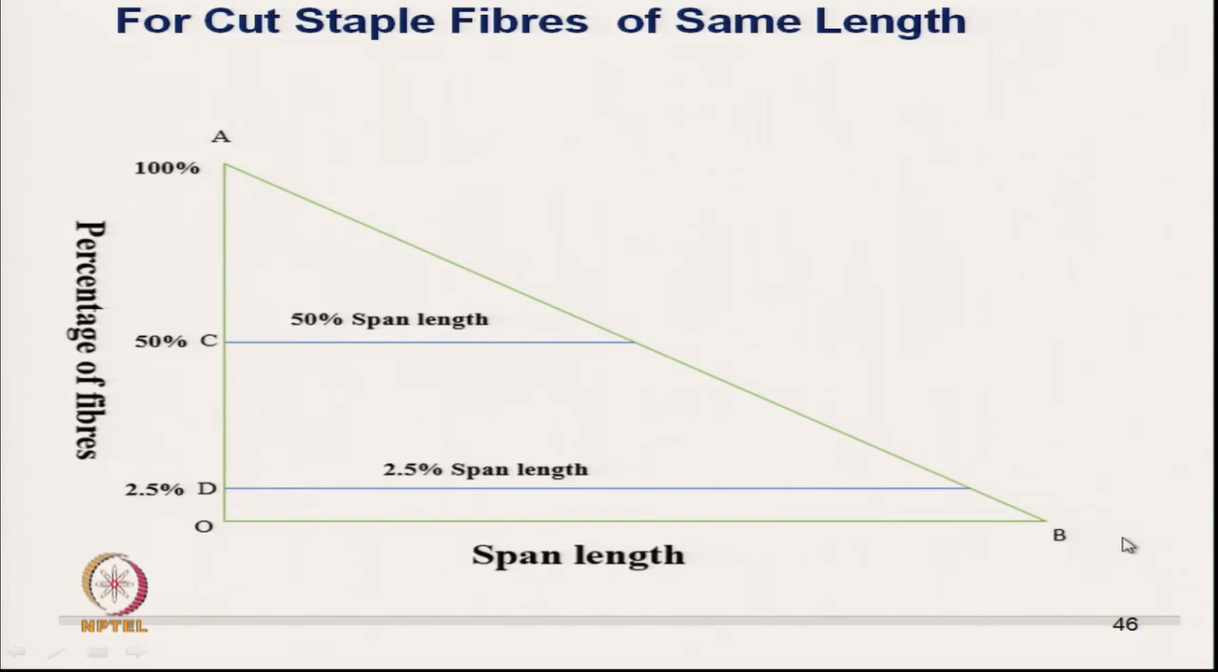So, what is the 50% span length? The 50% span length is from the 50% point C to this point. And the 2.5% span length is this one. Now, here we can consider this as a triangle AOB. AOB is a triangle, and what is the uniformity ratio? It is the ratio of this side D and this side C. This is the uniformity ratio.